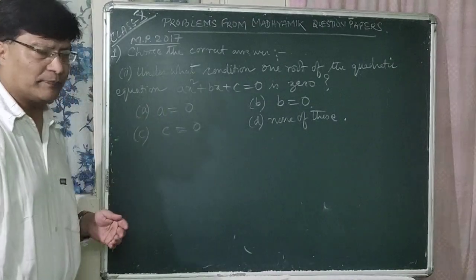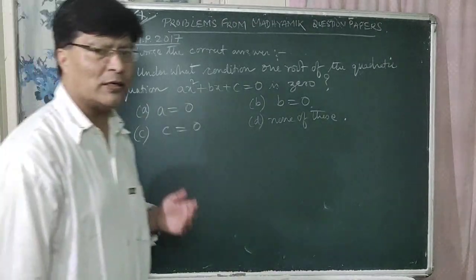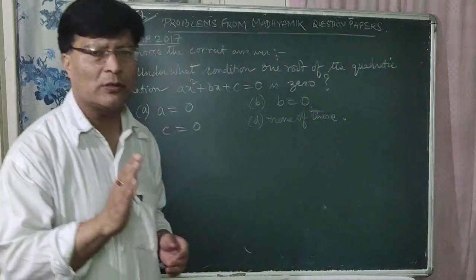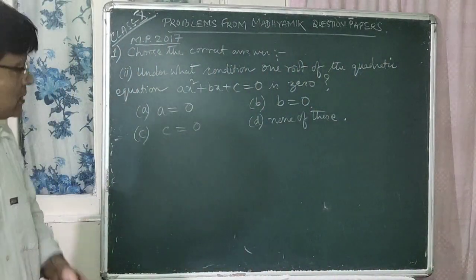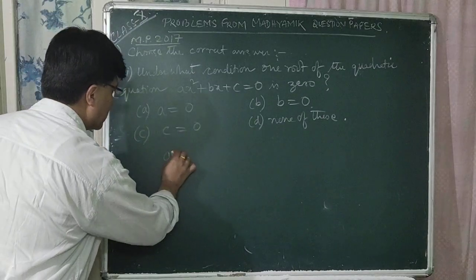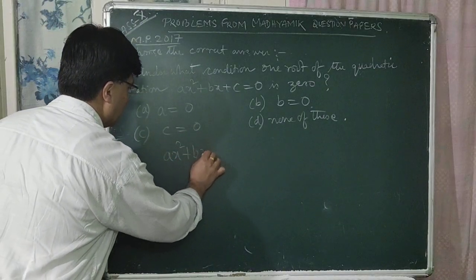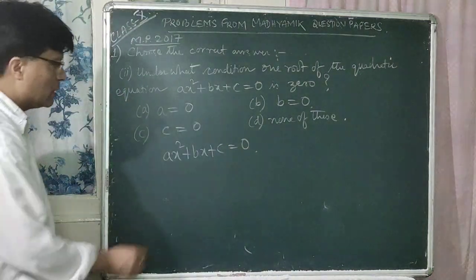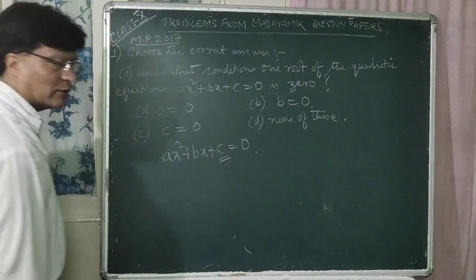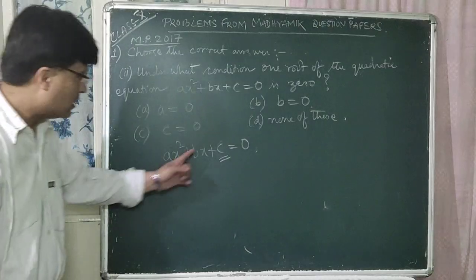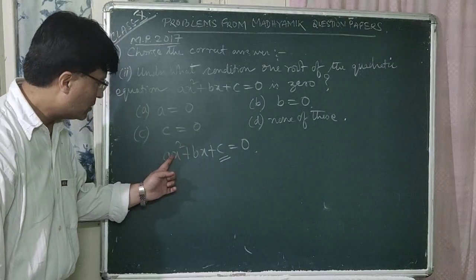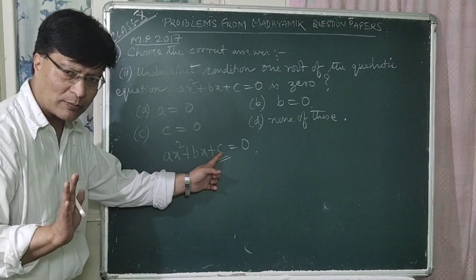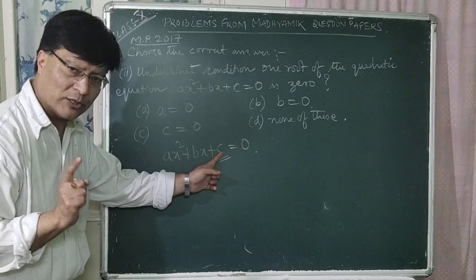So what is the condition? So now what is the condition that one root of the given quadratic equation will be 0, right? So here the given quadratic equation is what? Ax square plus bx plus c is equal to 0, right? Suppose this c is equal to 0. Let us check it. If c is equal to 0, then this term vanishes. Then there is no term containing c if c is equal to 0, right?